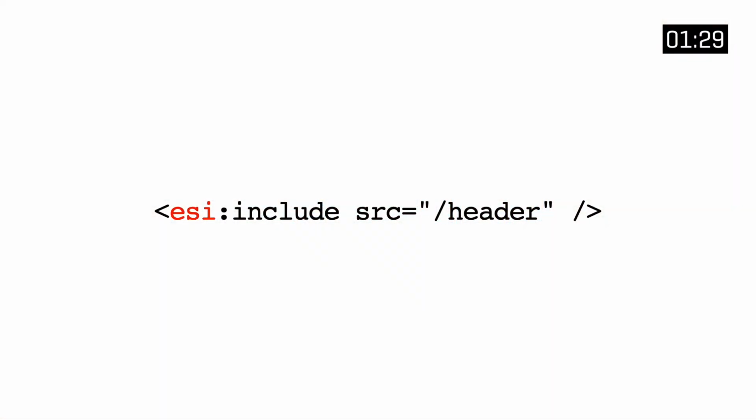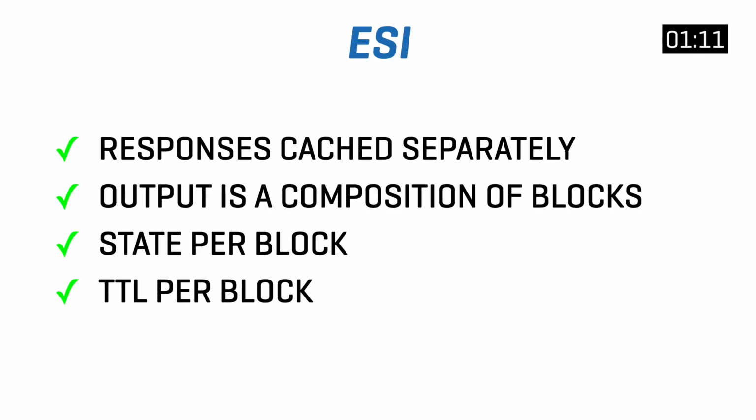There are many technologies to do that, but today we'll be focusing on Edge Side Includes, or ESI includes, as we tend to call them. ESI includes are placeholder tags that are emitted by the origin application and that are interpreted and parsed by Varnish or similar technology that operates on the edge. The source attribute refers to an HTTP endpoint that is loaded as an HTTP subrequest. Varnish will cache the responses of each subrequest separately and stitch them back together as a composition of content blocks. Each block has its own state and its own TTL.